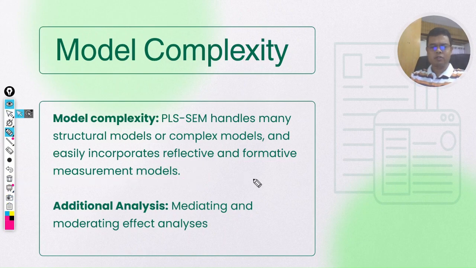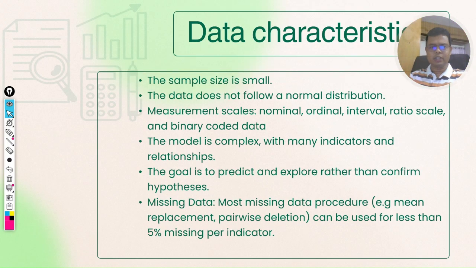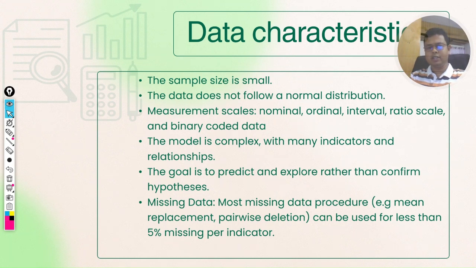So for these three reasons: research objective, which could be predictive oriented; data characteristics, there are lots of data characteristics here, right? And finally, the model complexity. That is why for these three reasons we use SmartPLS, right? Okay, but here in data characteristics, the main advantage is to handle a very small data set, right? So this is the main advantage actually, right?